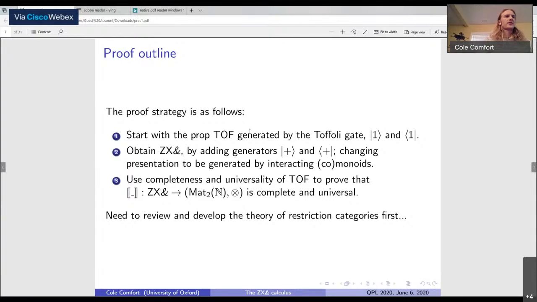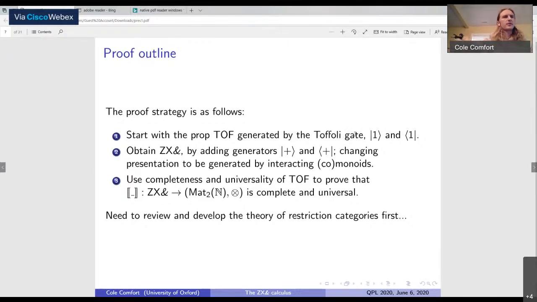So first, you start with a prop called TOF. This is generated by the Toffoli gate and the state preparation and measurement for 1. So this is like classical reversible circuits. And then I change the presentation of this category. So actually, I add 2 generators corresponding to the unnormalized plus state and effect.